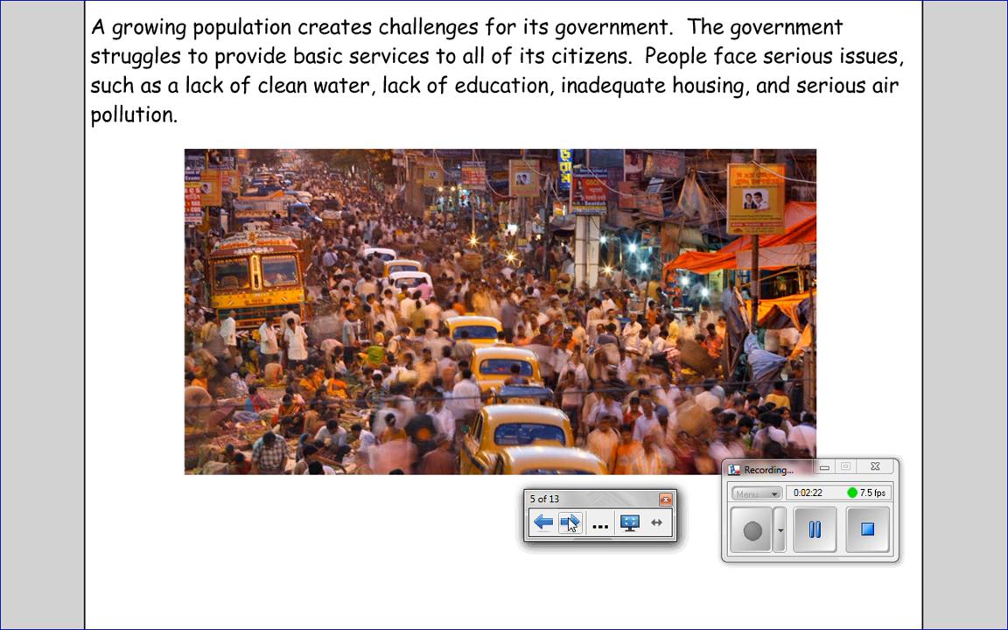A growing population creates challenges for its government. The government struggles to provide basic services to all of its citizens. People face serious issues such as a lack of clean water, lack of education, inadequate housing, and serious air pollution.